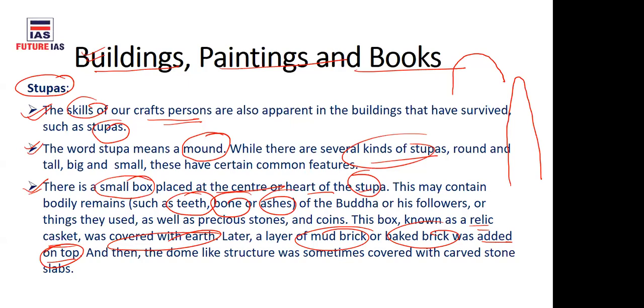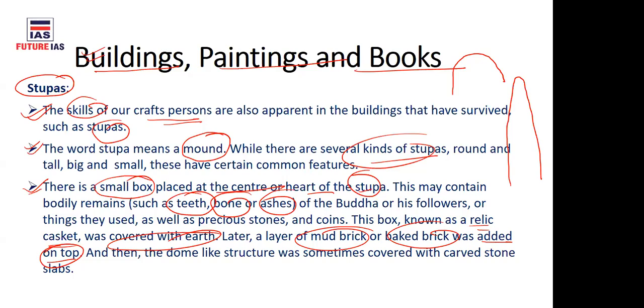All right. And you can also say that stupas generally have a central place, or a small box, placed at the heart of the stupa. This box consists of the remains of the Buddha and his followers. And you must understand, in the initial phases these remnants were covered by earth, and in a later period they were covered by mud bricks, baked bricks, and later by stone slabs also.